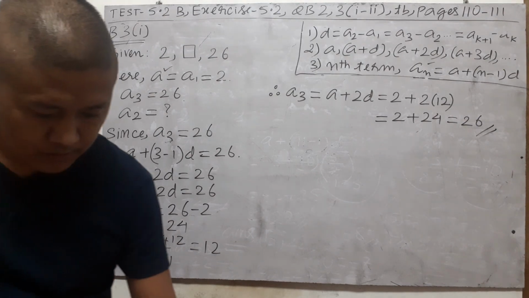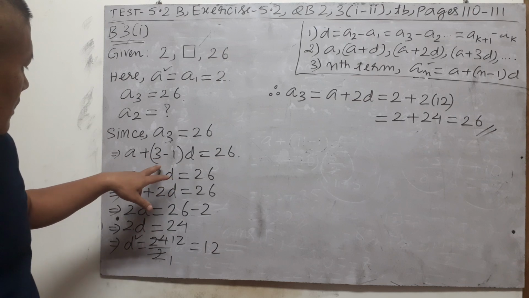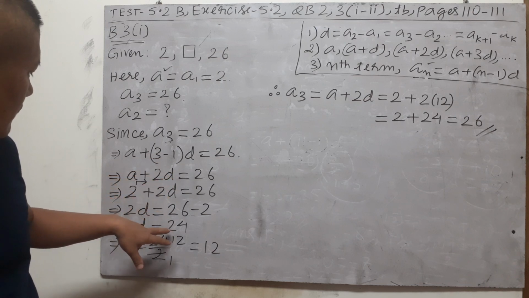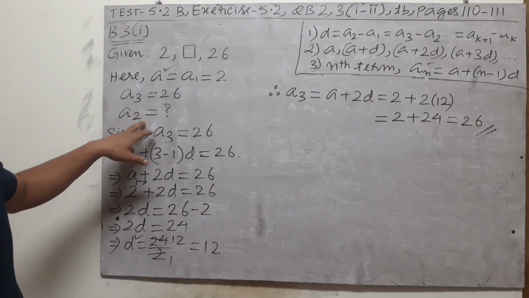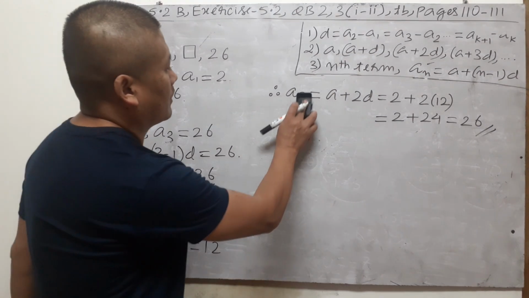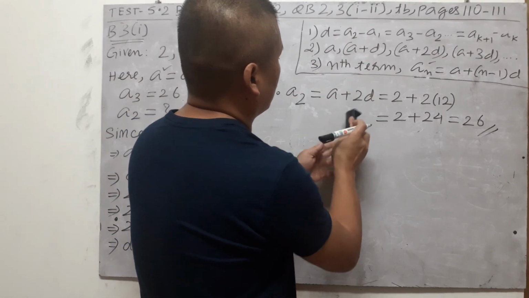Okay, wait, something has gone wrong here. A3 is equal to 26, minus 2, 24. Okay, A3. No, the missing term is not A3, it's A2. So correct this one: A2 will be A1 plus D, so A2 will be A plus D.